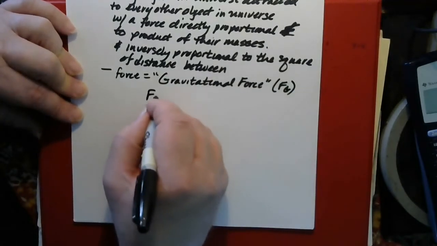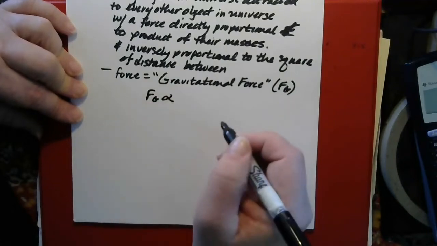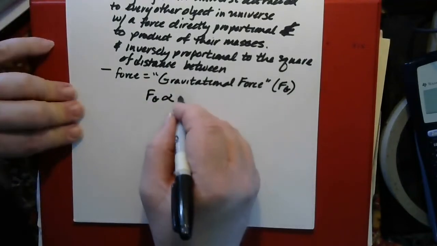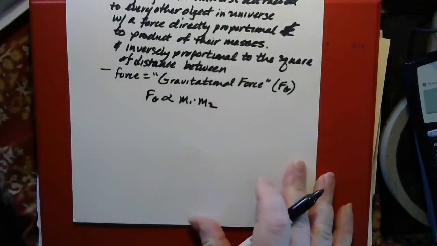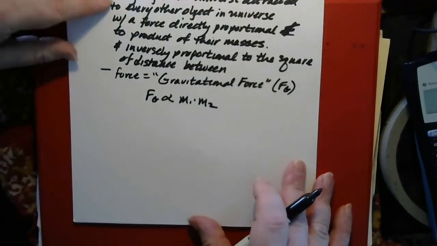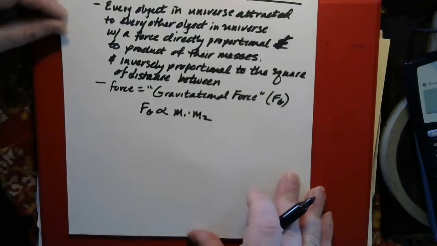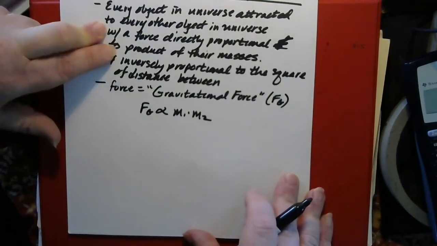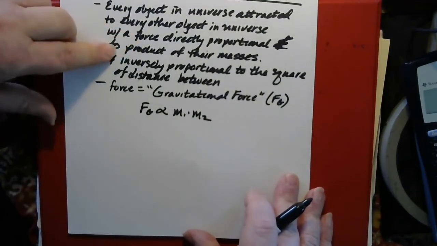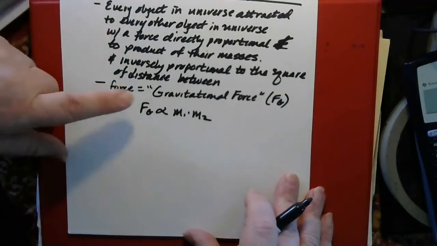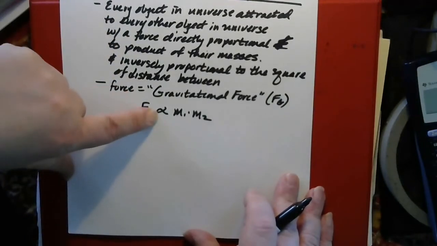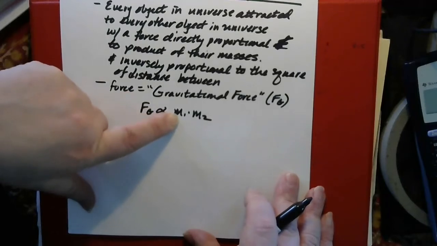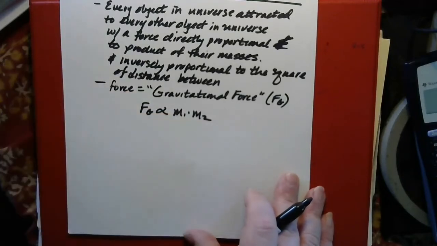And to summarize what we said up above, because sometimes things like this are easier to understand in a mathematical form than they are in words, when we say that every object in the universe is attracted to every other object with a force that's directly proportional to the product of their masses, what we mean is that F sub G is directly proportional to the mass of object 1 times the mass of object 2.